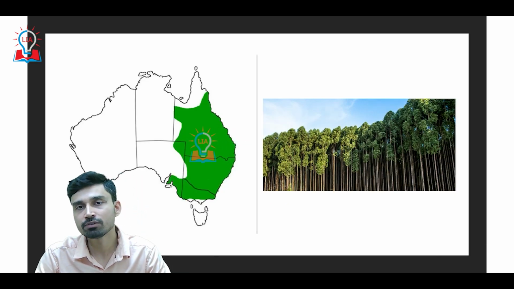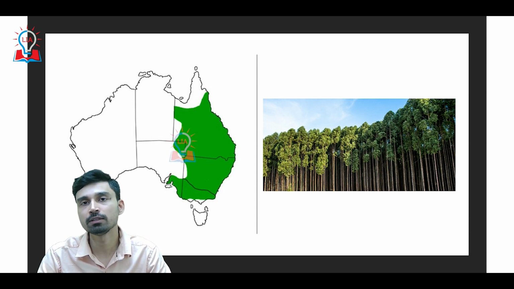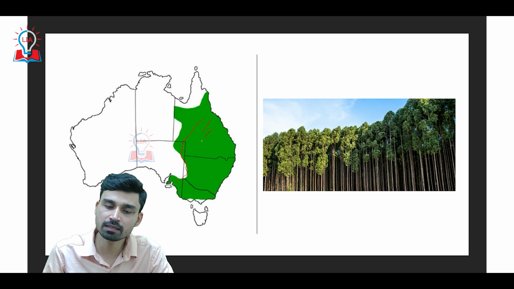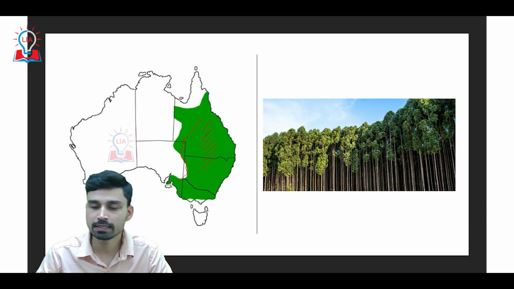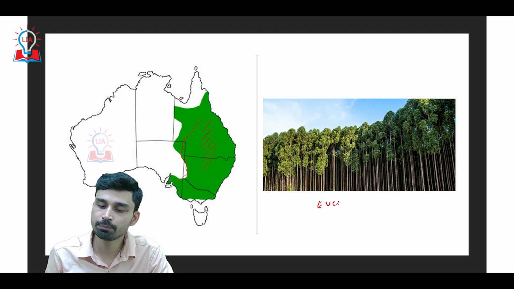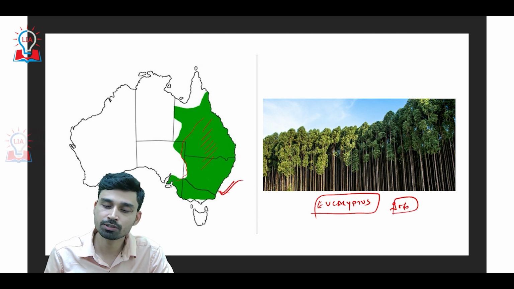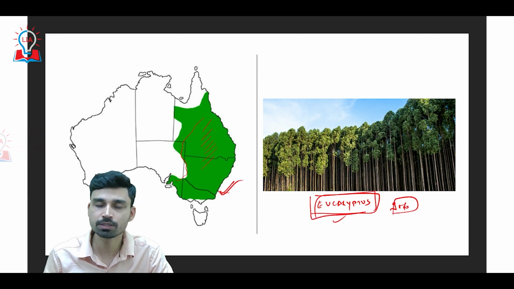Now let us look at vegetation in each of the major China type climatic areas. As far as the northeastern part of Australia is concerned, we can see the development of eucalyptus forest in the entire stretch of Australia. Around 98% of the Australian forest in this vegetation zone is covered by eucalyptus trees.